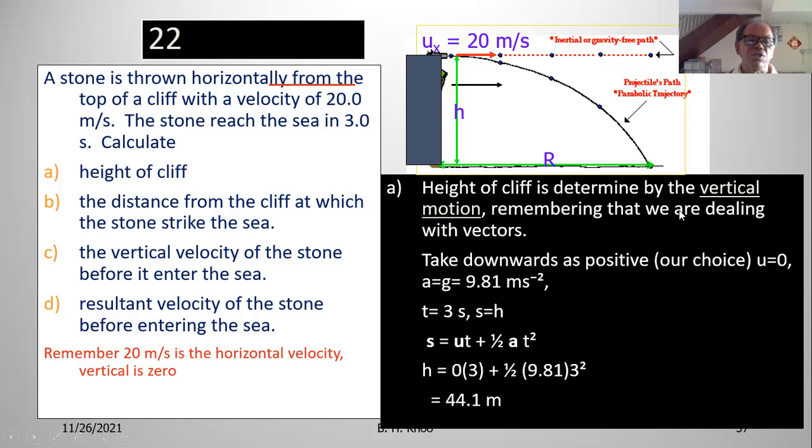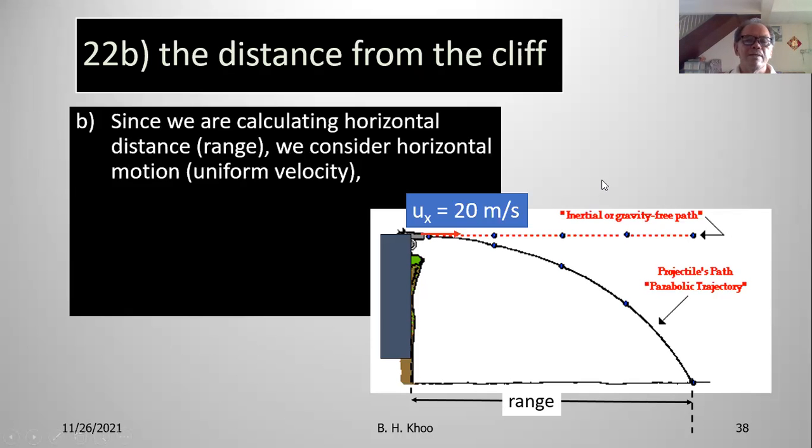Okay, so let's look at this distance, the range. The distance from the cliff, so we consider horizontal distance, or range. We consider horizontal motion, which is uniform velocity. So the horizontal component of velocity, which is 20, times the time, we get our range, 60 meters.